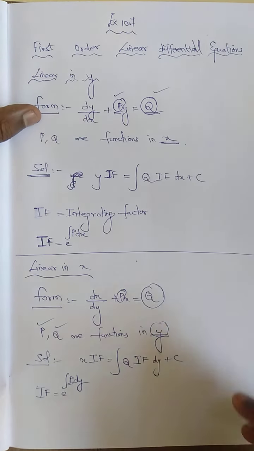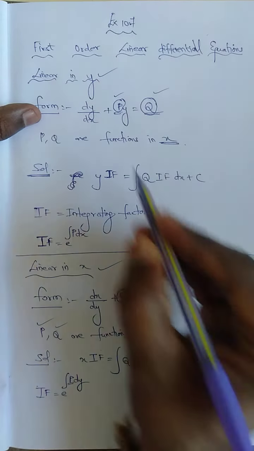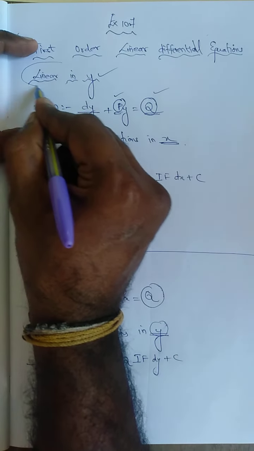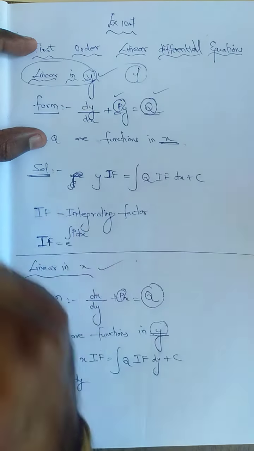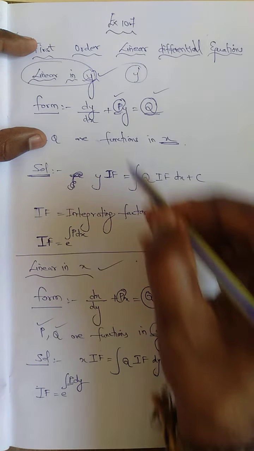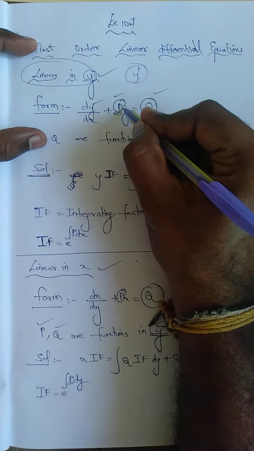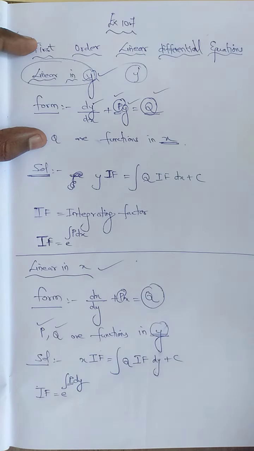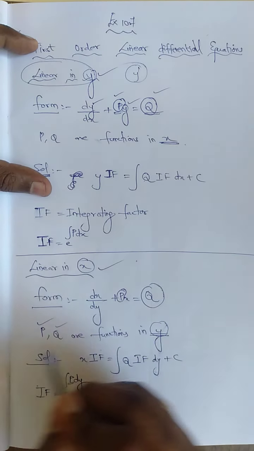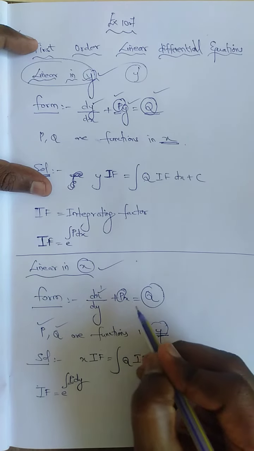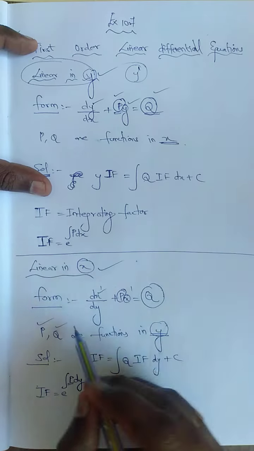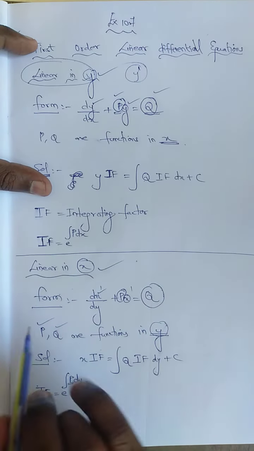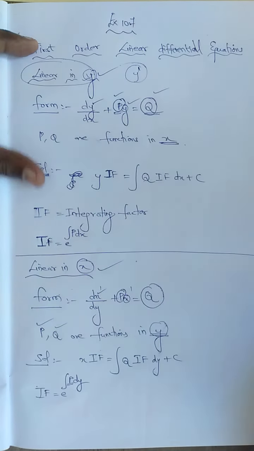So, this is linear in y, this is linear in x. Linear in y means the power of y is 1, that's all. Linear in x means the power of x is 1. Y power is 1, x power is 1.